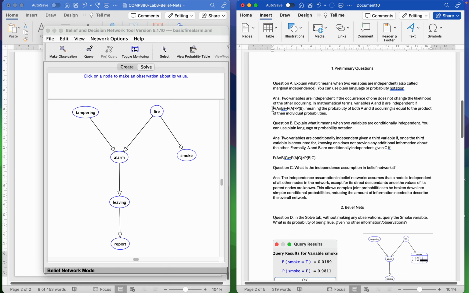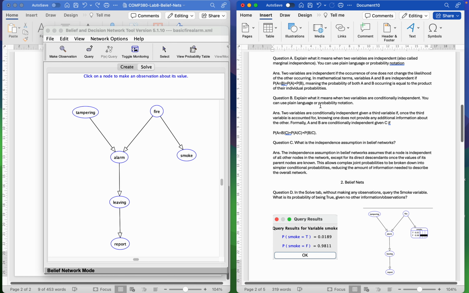In the notation, it would be like the intersection of A and B. The probability of A's intersection B is equal to the product of the probability of A and the probability of B. So it means there are no other circumstances where there needs to be any correlation between them.